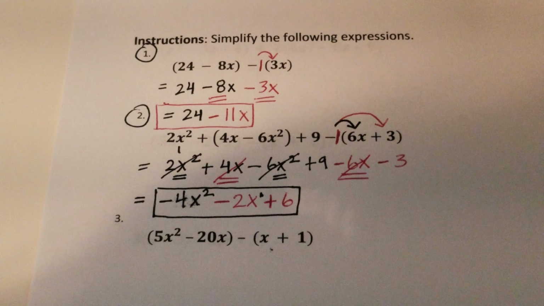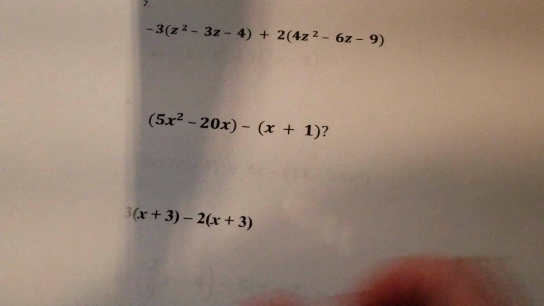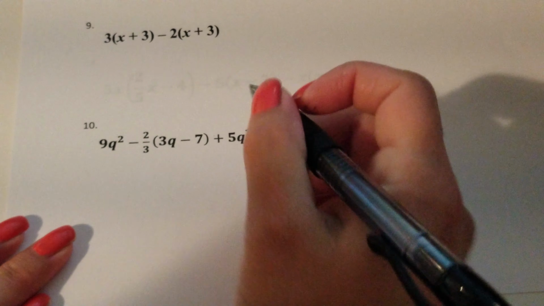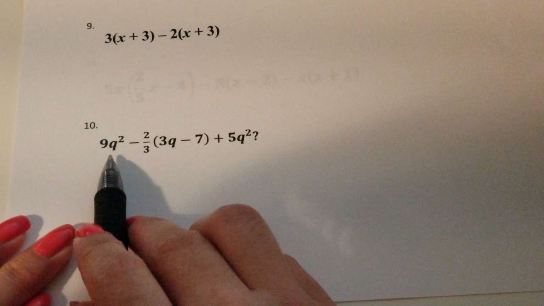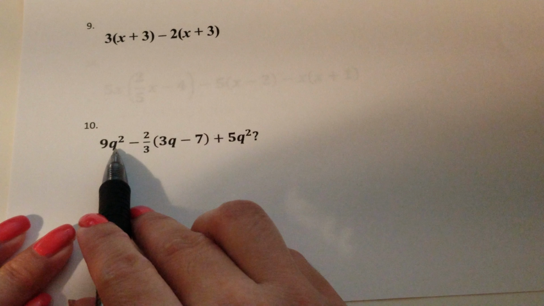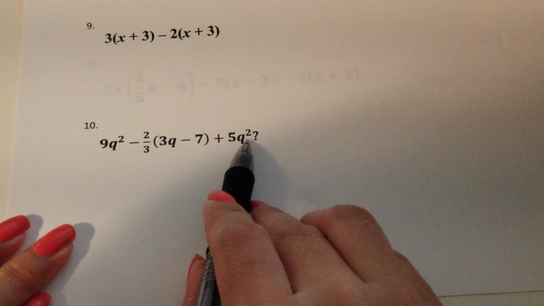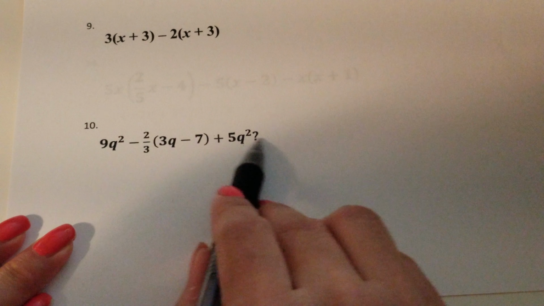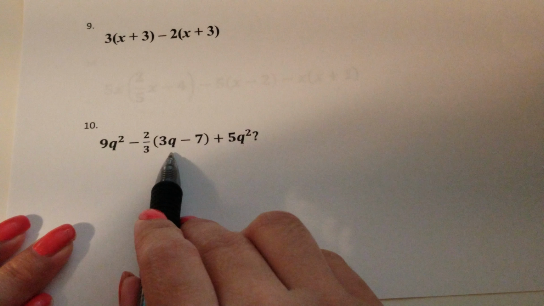The next one I'm going to show you is number 10. Okay, so the variable right here is q. We have q squared and q and another q squared. So you should be able to combine those two. But first, let's take care of these parentheses right here.